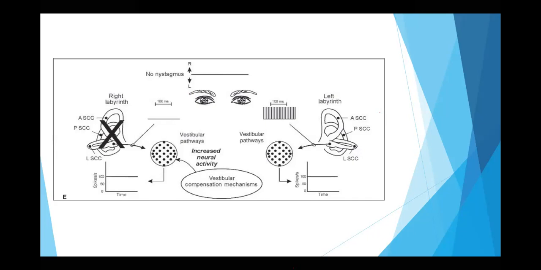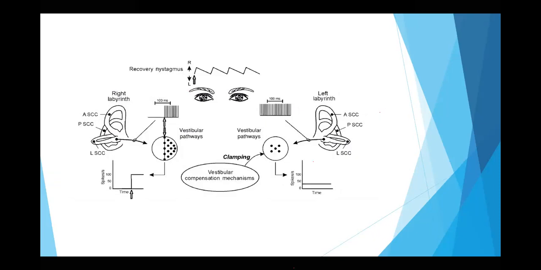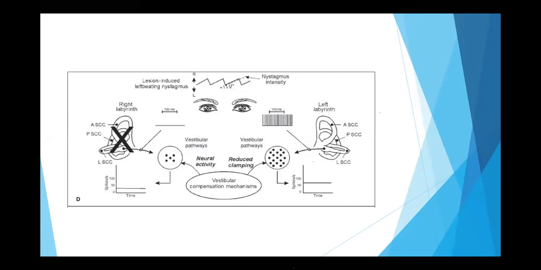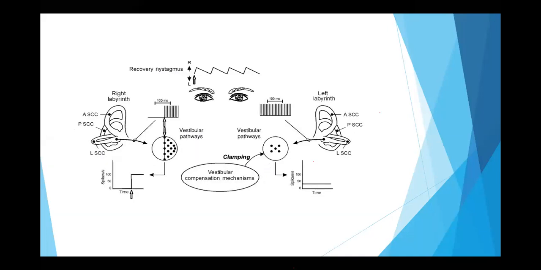Fine. So then what happens? There is one more short thing. This is called recovery nystagmus. Let's go back to the previous one. Here, the clamping happened, right? Why does the clamping happen? The clamping happened because of the reduced spontaneous rate. The clamping means reduction of the spontaneous rate. Now the clamping has happened.